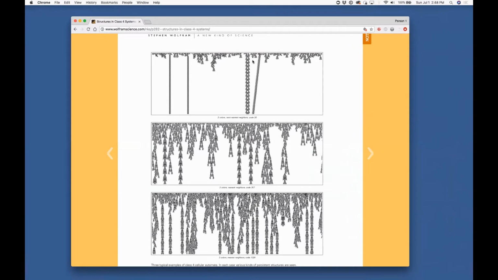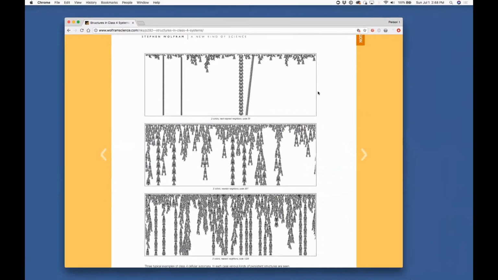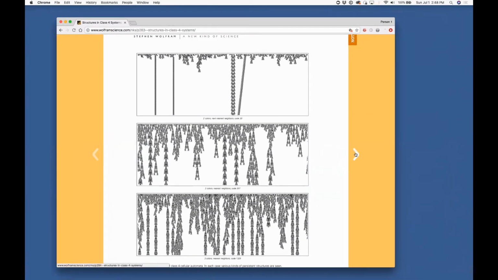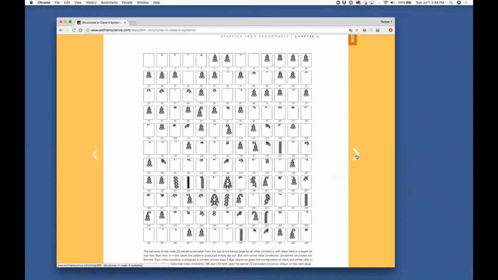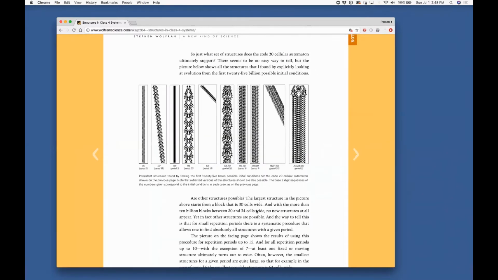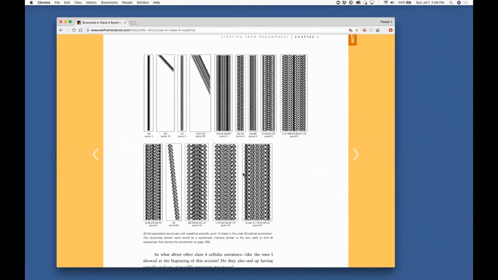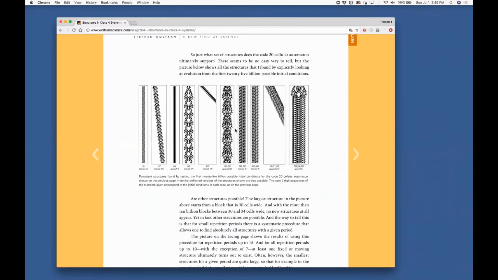And you see, it's the first class 4 cellular automaton I ever studied. I looked for a long time for persistent structures in that class 4 cellular automaton, and I found these structures. So there are some structures which just become periodic, and some structures that kind of tool across the page. And that's it. That's what I found. And then I had this procedure for finding very big structures. But the question is, what is the complete spectrum of these structures?